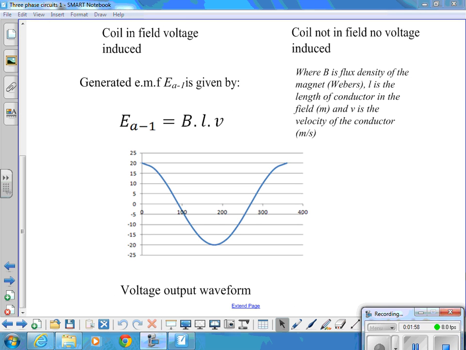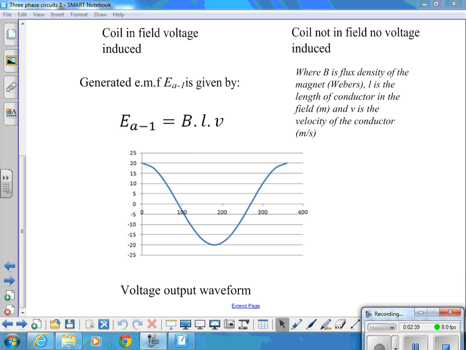So in that position, the generated EMF between the terminals A and 1, i.e. across the coil, is equal to B times L times V, where B is the flux density of the field, how much field we've crammed into the permanent magnet effectively, how dense it is. L is the length of conductor that is inside or experiencing the change in that field, and V is the velocity at which the field is cutting across the conductors.